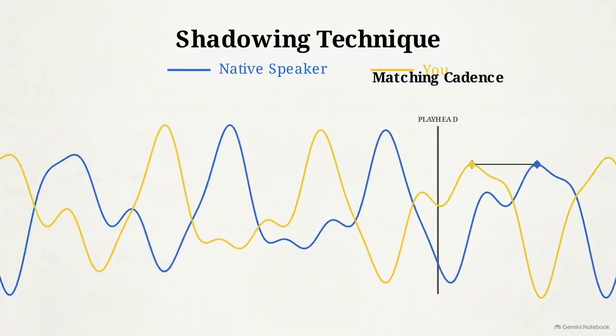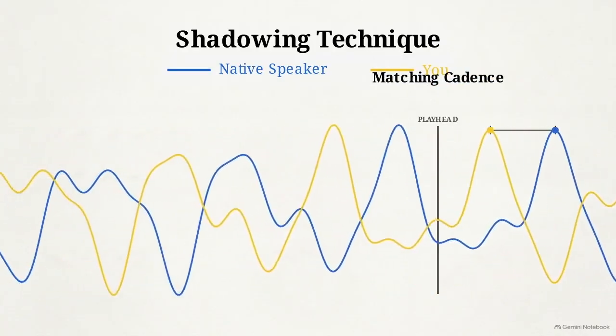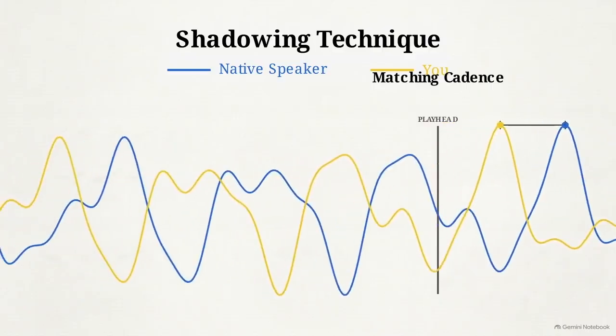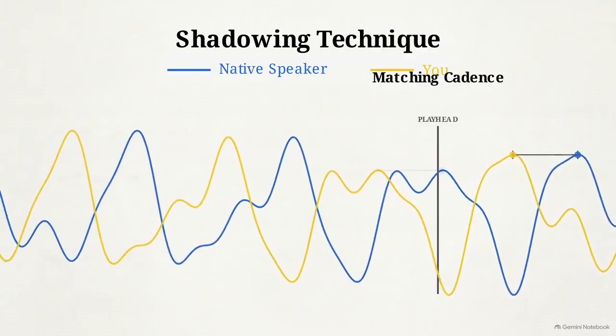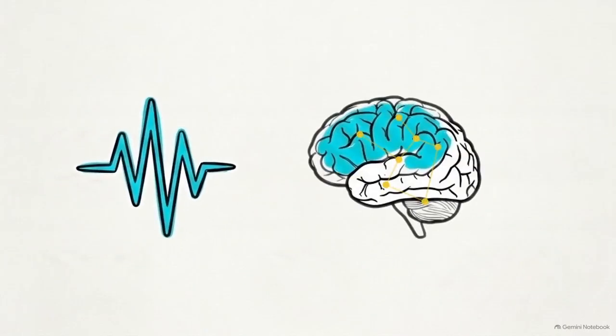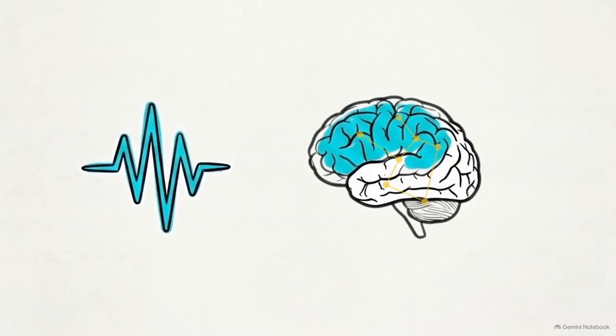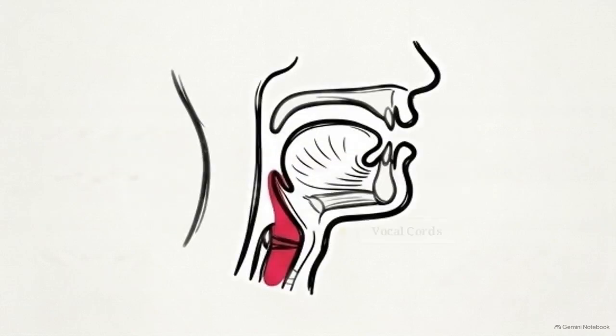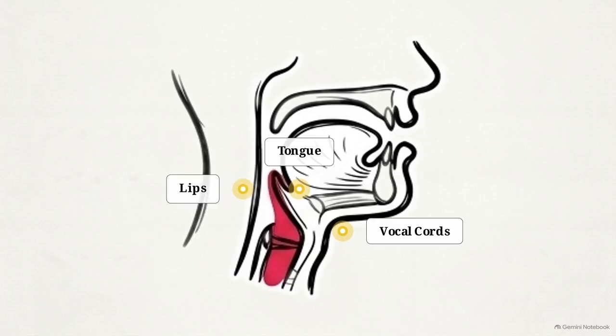The goal isn't perfect initial accuracy. Even if you skip a word, keep going. Your target is matching the musical cadence. By mimicking this offset rhythm and following the speaker's physical shortcuts, you move past the trap of over-enunciation and begin building the muscle memory required for fluency.